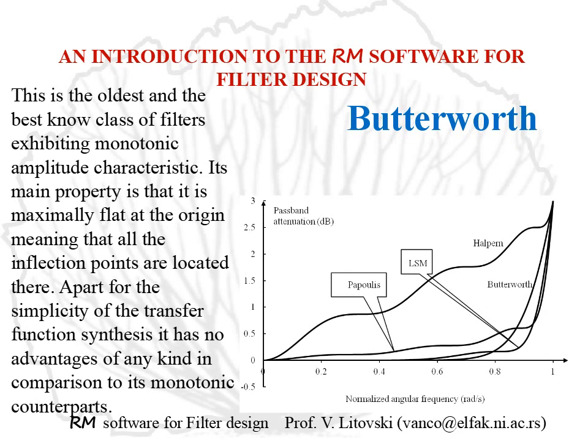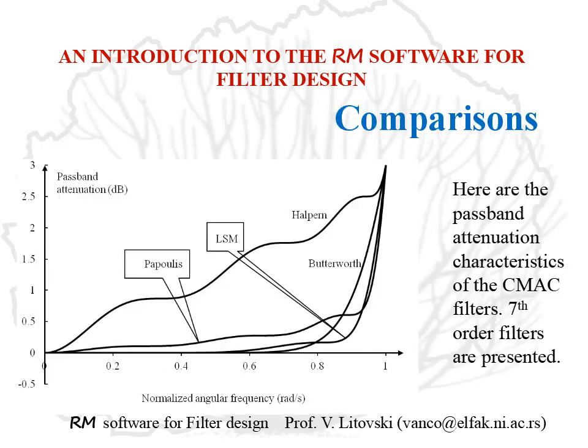And finally, Butterworth. This is the oldest and the best known class of filters exhibiting monotonic amplitude characteristic. Its main property is that it is maximally flat at the origin, meaning that all the inflection points are located there. Apart from the simplicity of the transfer function synthesis, it has no advantages of any kind in comparison to its monotonic counterparts.